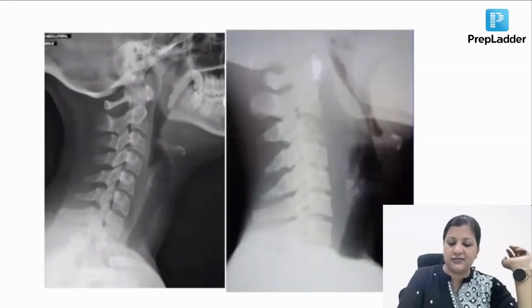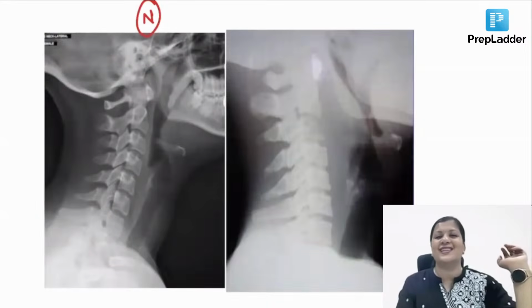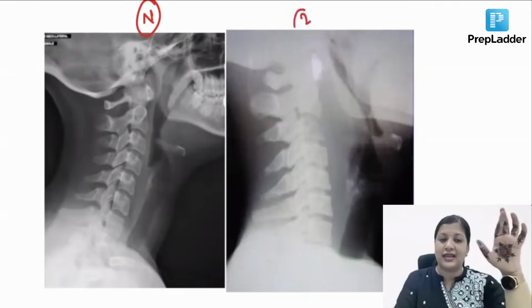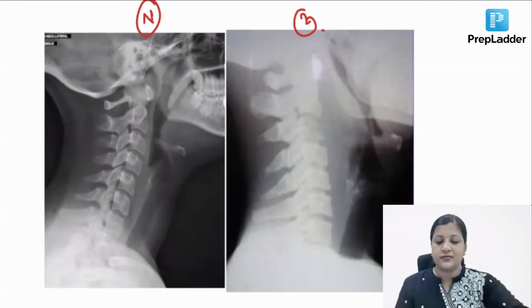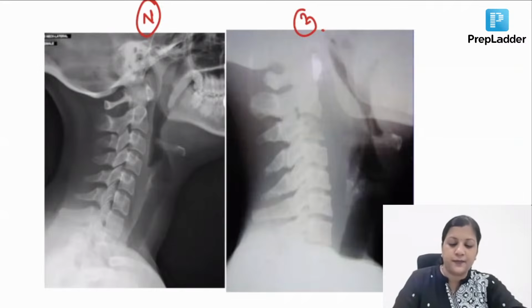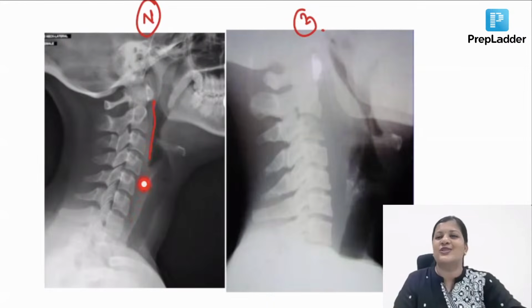Now look at this image. This is the first image showing to you the normal appearance of the pharynx and the airway on a lateral X-ray of the neck. And the second image is showing to you some pathology. So what is this? See, this is your prevertebral soft tissue shadow. And this prevertebral soft tissue shadow is basically showing to you the hypopharynx leading to the esophagus. And here you see an air column. This is your larynx. Larynx is leading downwards to the trachea.